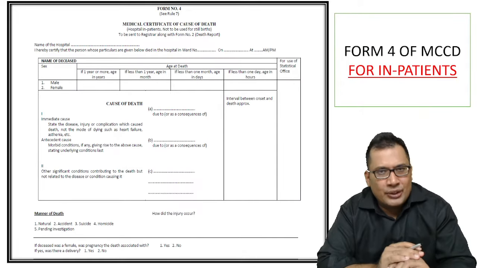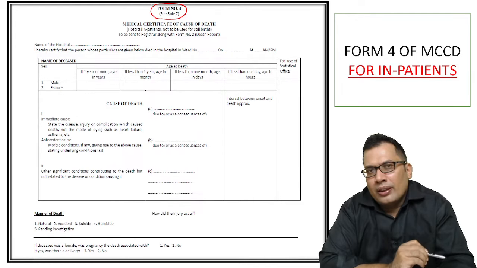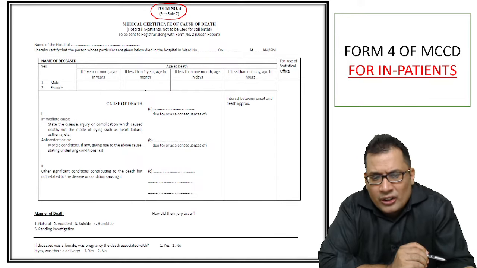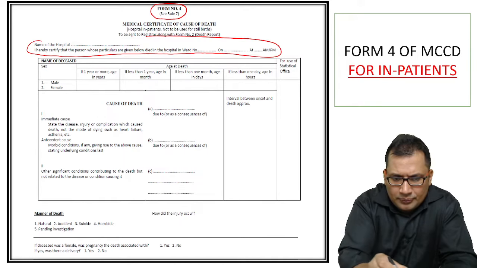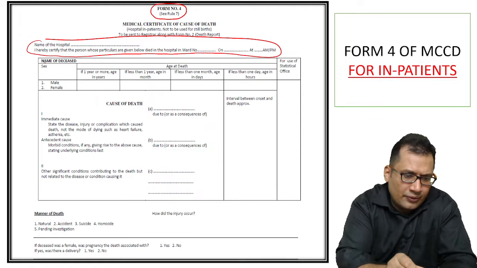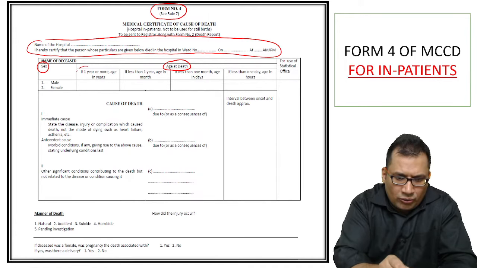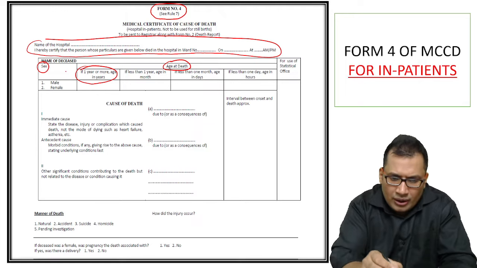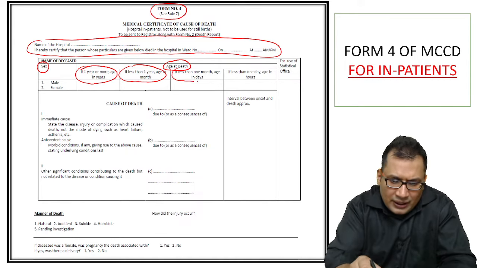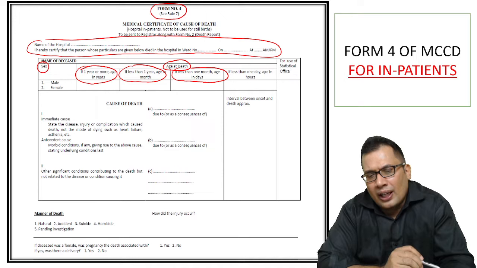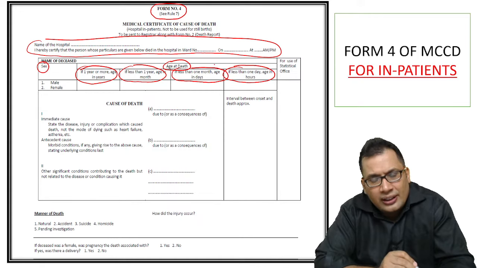This is MCCD certificate. This is Form 4. What is Form 4? The Form 4 is for the inpatient death or hospital inpatients. You need to write name of the hospital, name of the deceased, sex, age at death. If 1 year or more, age in years. Less than 1 year means infant death, age in months. If less than 1 month, then you can write in days. If less than 1 day, then age can be mentioned in hours.